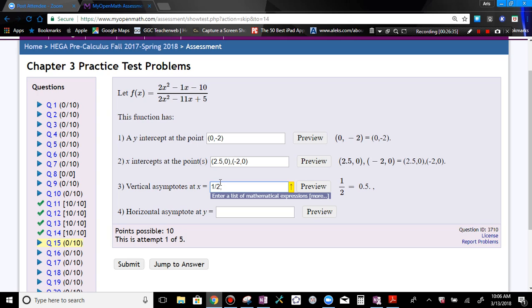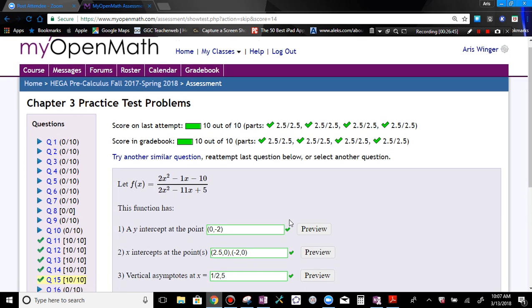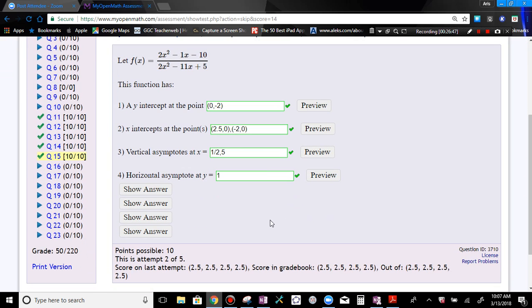And then the other one was 5. And then y equals 1. Right. Let's see if it likes these. Okay. Good.